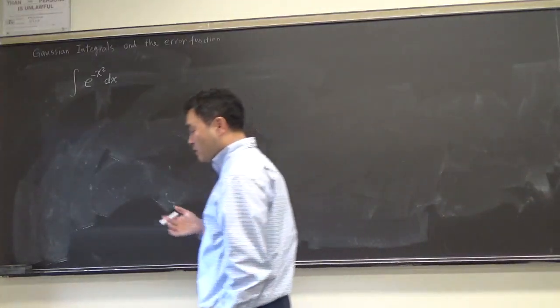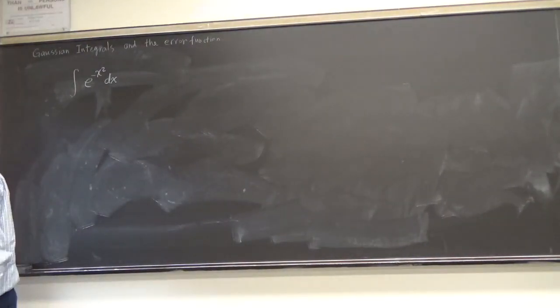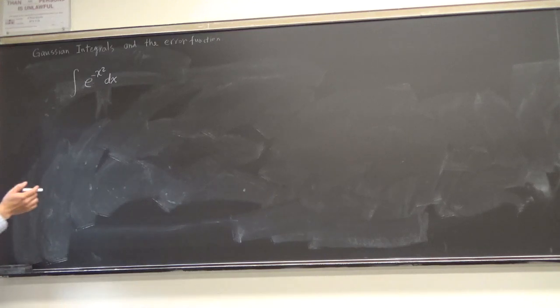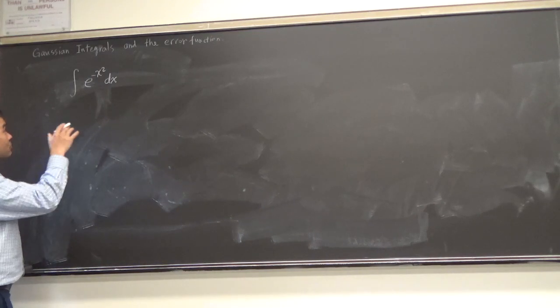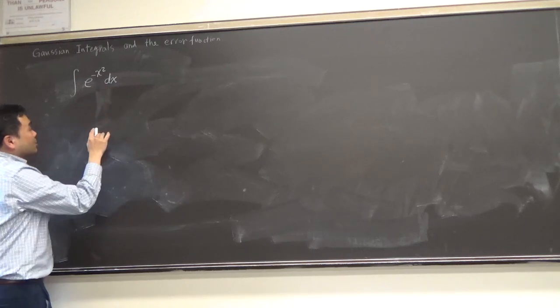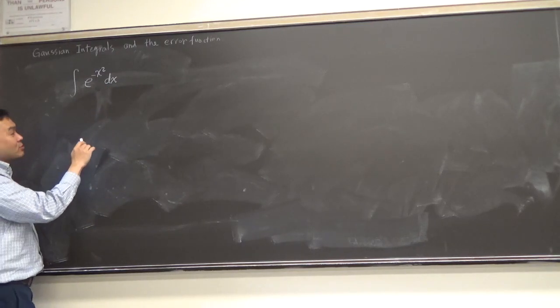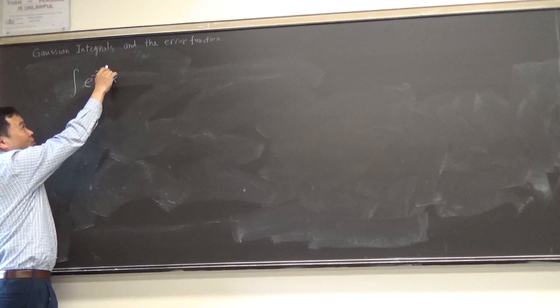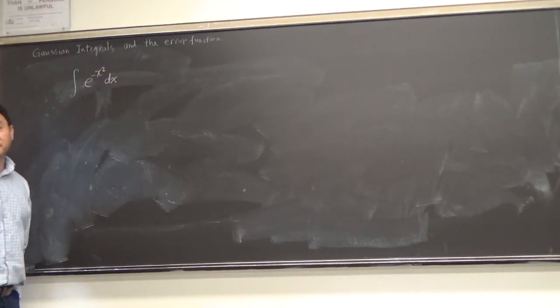Now there's a preferred type of Gaussian integral for physicists. This is the one that physicists prefer, but for some reason, statisticians like the one with divided by 2 over here. Okay.